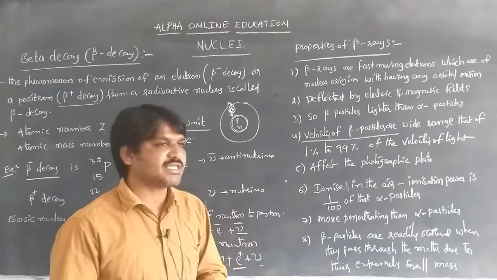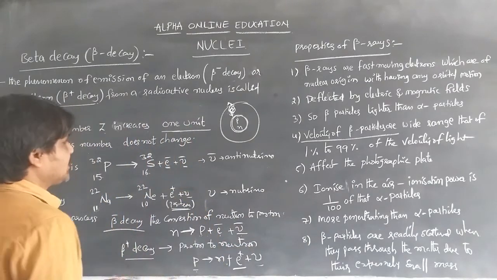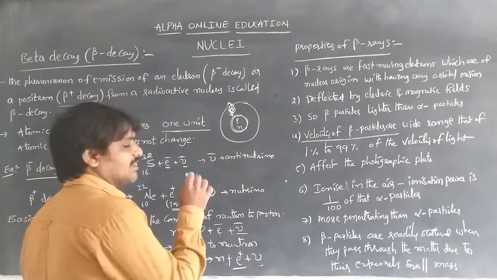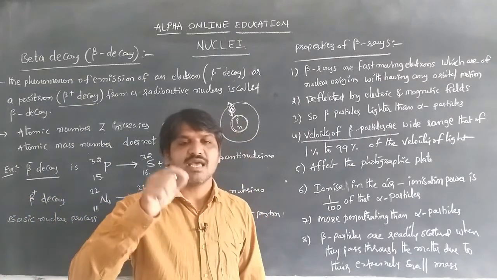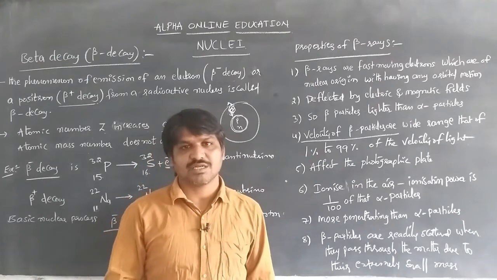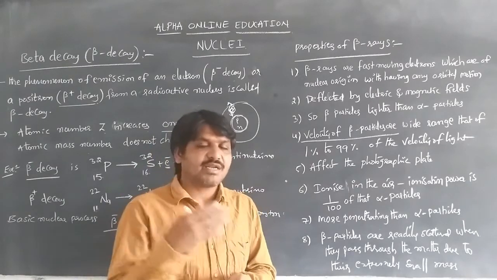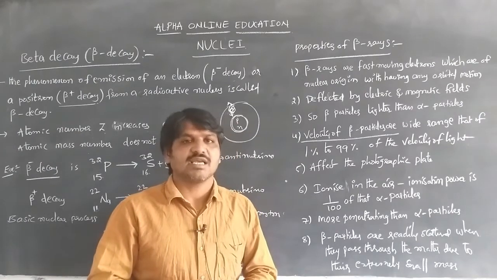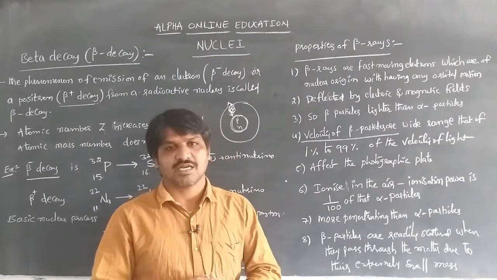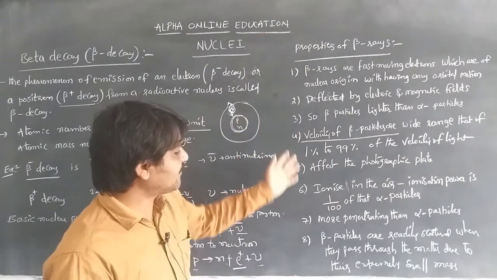Beta particles are easily scattered because they are particles of extremely light mass. When they penetrate through matter or are incident on matter, they are readily scattered. So these are the properties of beta rays.